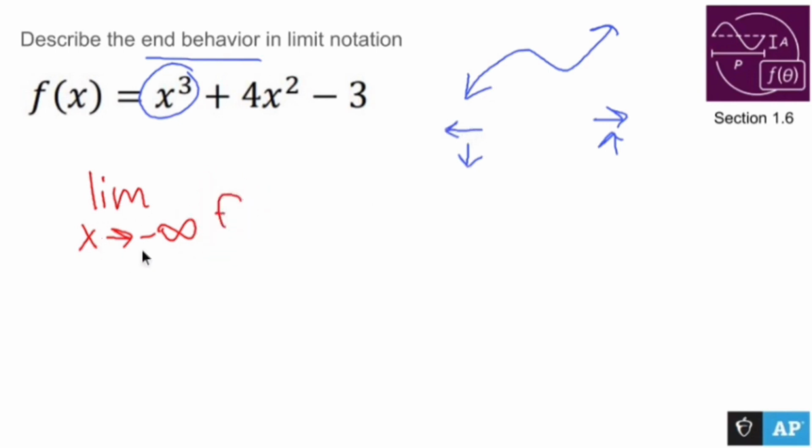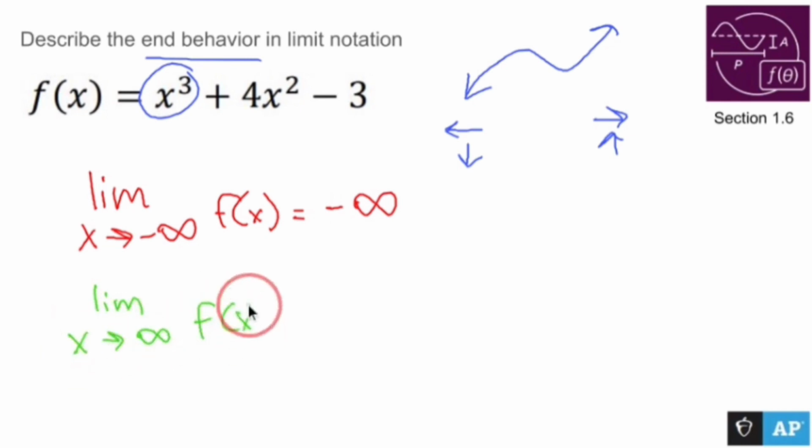So the limit as x approaches negative infinity of f of x is going down, which means I'm heading down towards negative infinity. As I move to the right, I'm going up. So the limit as x approaches positive infinity, which means x is getting larger, of f of x is going up towards positive infinity. So since I had an odd degree, it starts and ends in different directions. And since in this case it's a positive leading coefficient, I start from the bottom, just like Drake, and then I end up top, just like me.